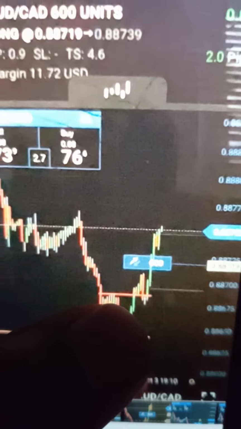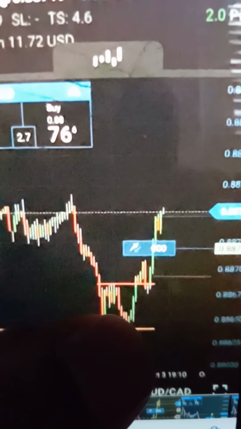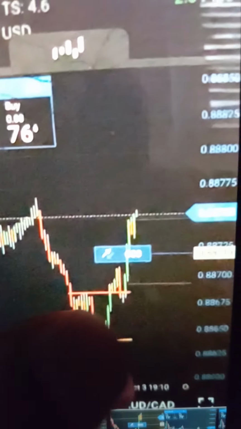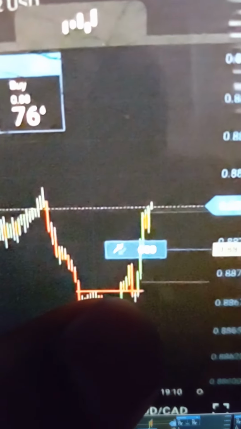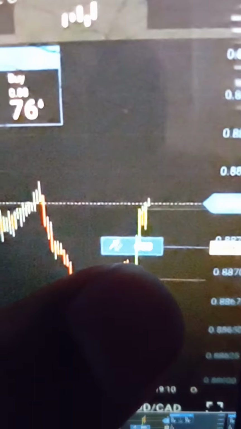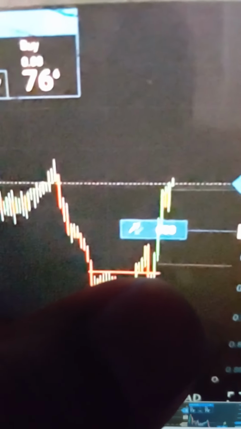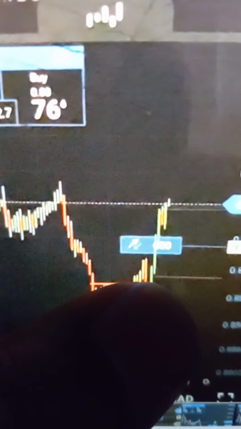What you would do when it comes to a double bottom reversal pattern is wait for a break of resistance, like you see right here with the break above this red line, this resistance line. Then a pullback to this red line, this resistance line. Then a close above this red line, this resistance line, like you see. Then you would enter the trade.